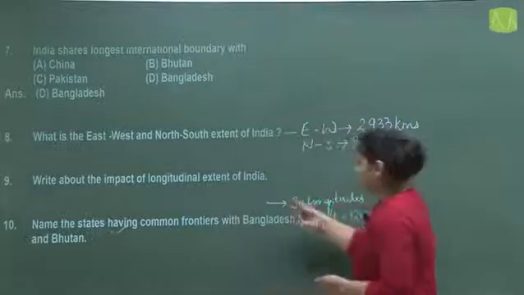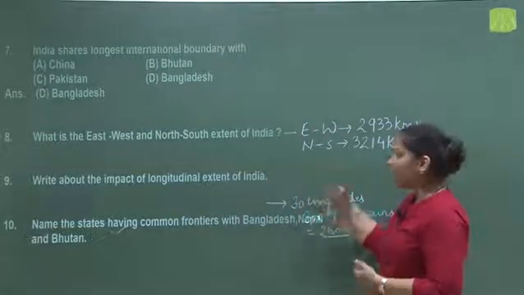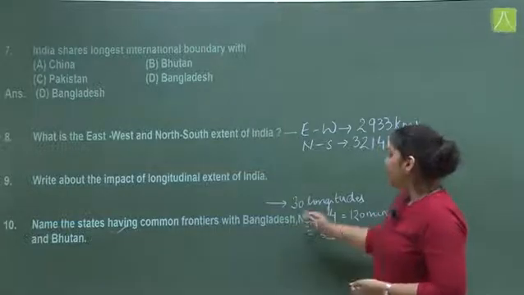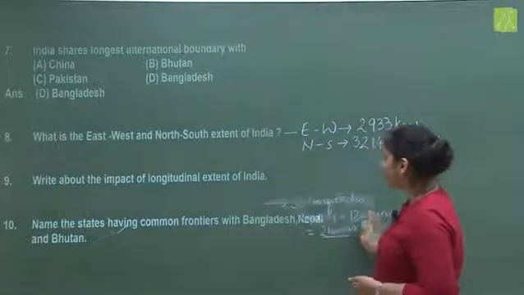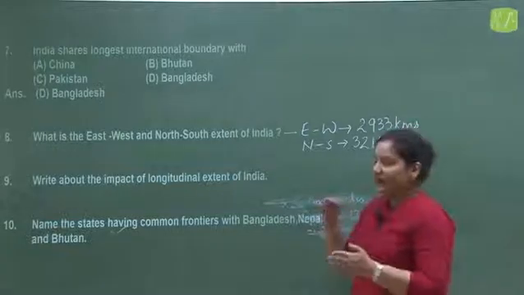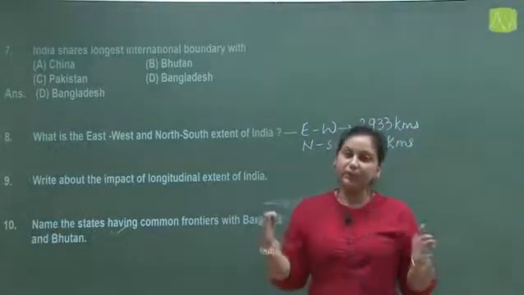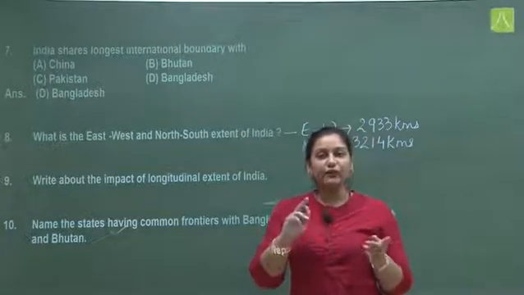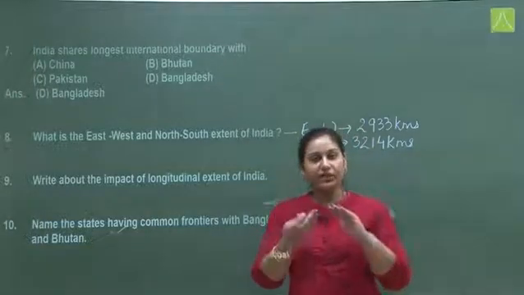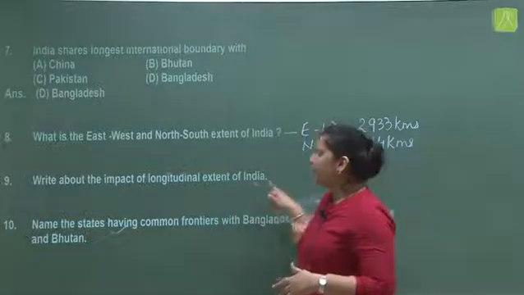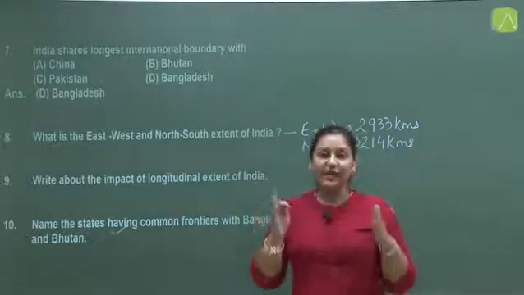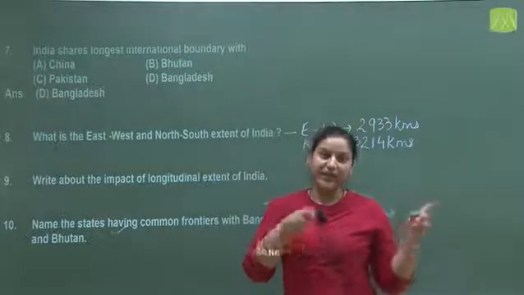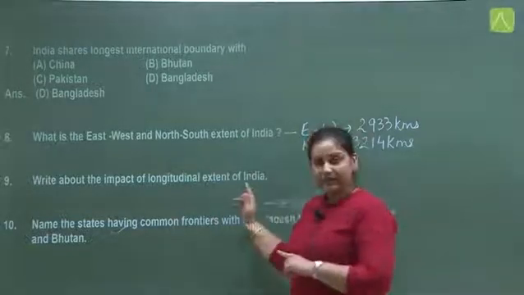Moving on to the next question, you have to write about the impact of longitudinal extent in India. You can take the answer to this question directly from the previously answered objective question. The reason is that we lie at a longitudinal distance of approximately 30 longitudes. The sun rays take a time period of 4 minutes to shift from one degree to another. So this will create a time lag of 2 hours when we compare the eastern side and the western side.